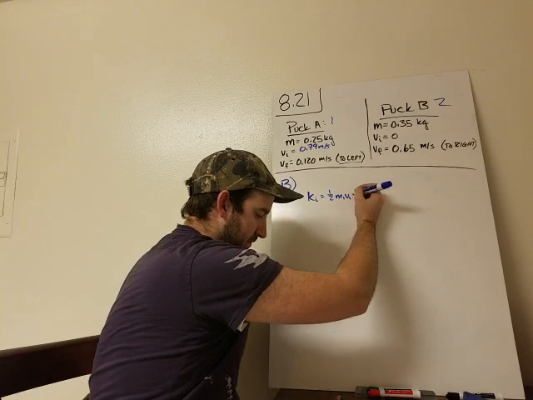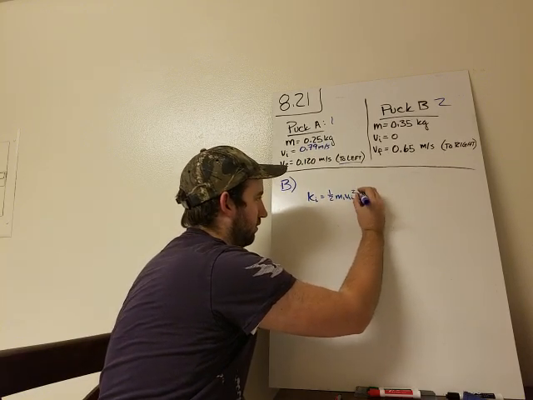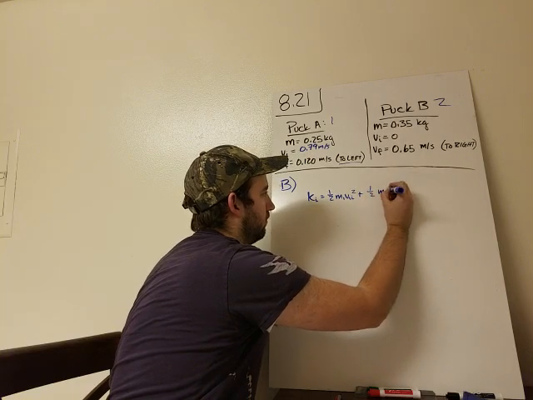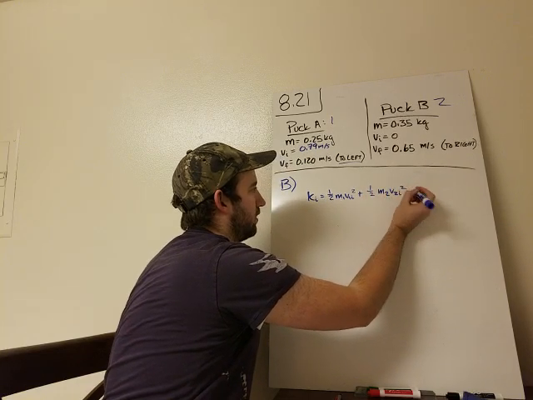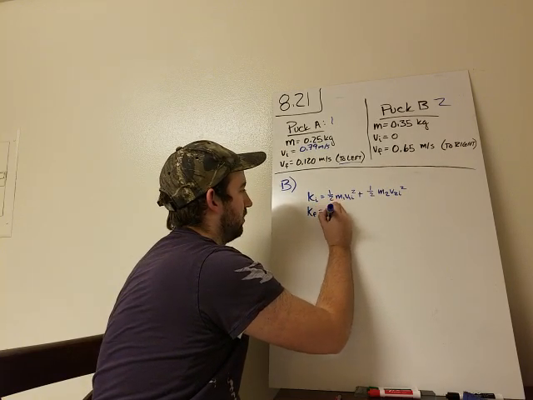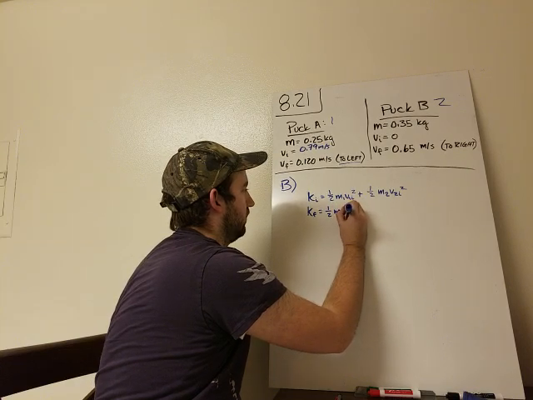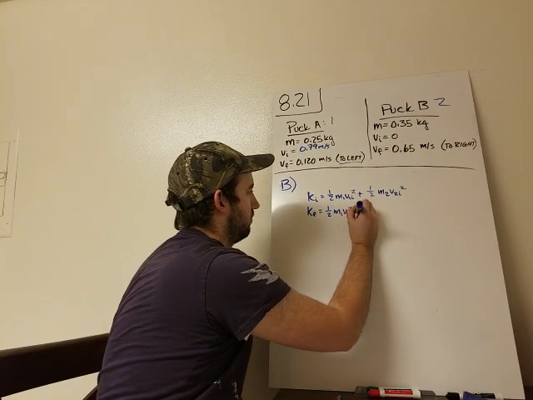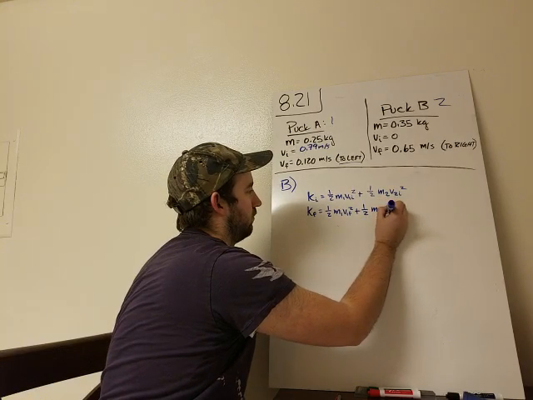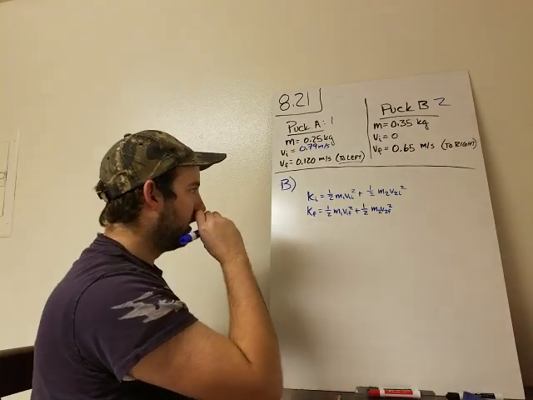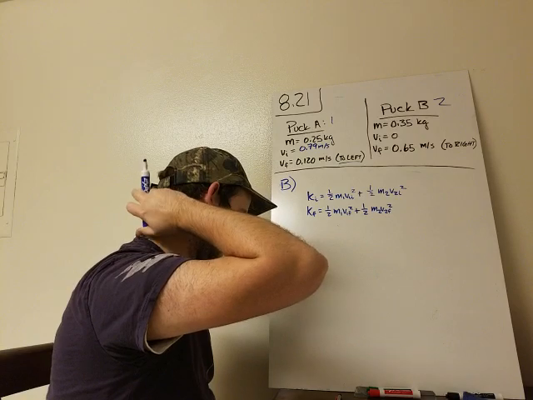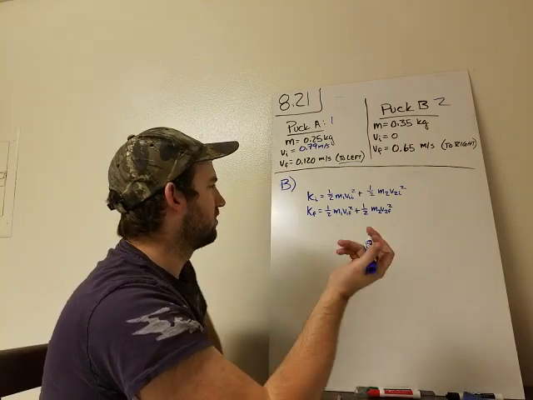So we know that the initial kinetic energy equals 1/2 m1v1i squared plus 1/2 m2v2i squared, and the final kinetic energy is 1/2 m1v1f squared plus 1/2 m2v2f squared.